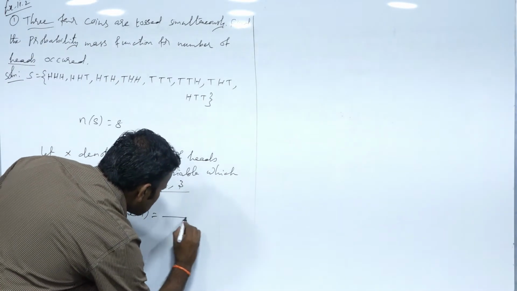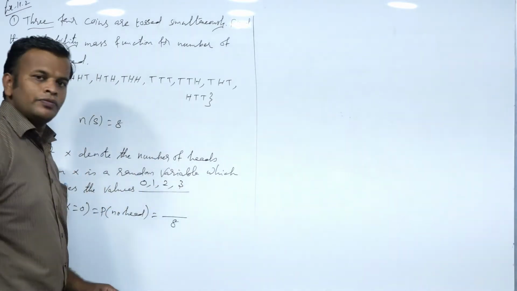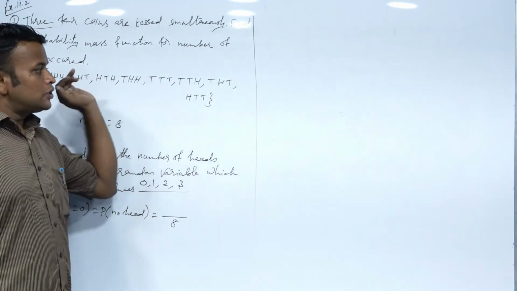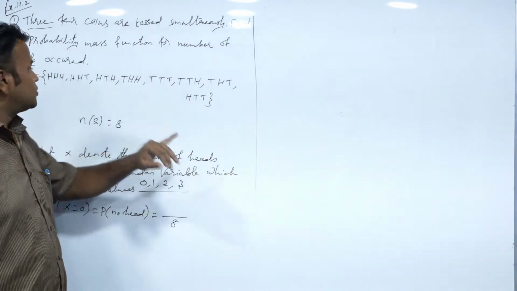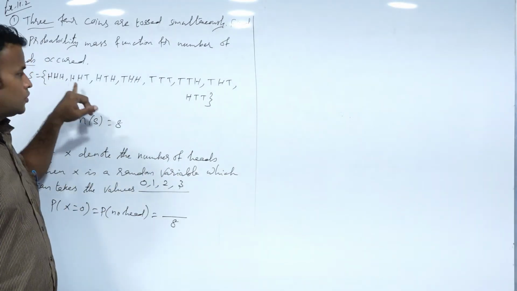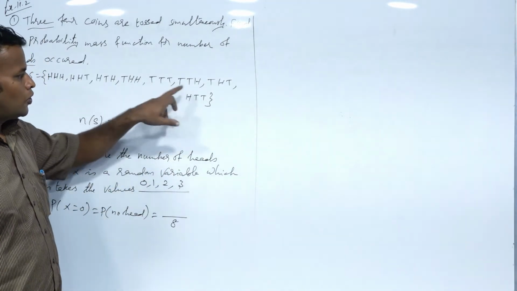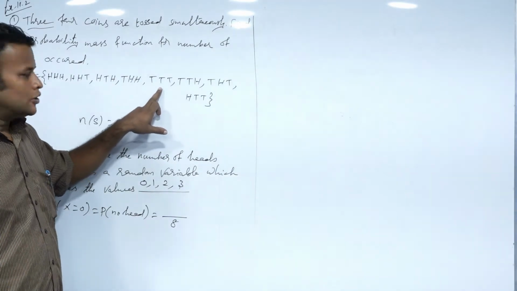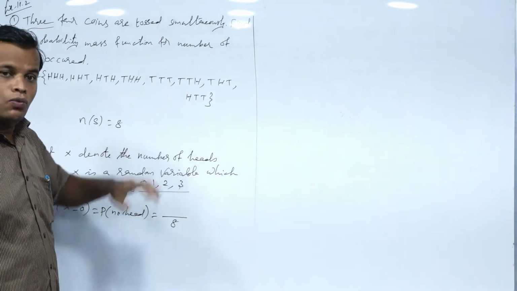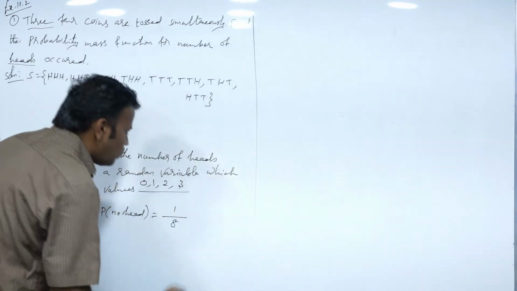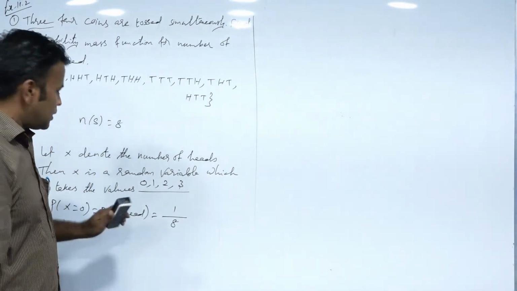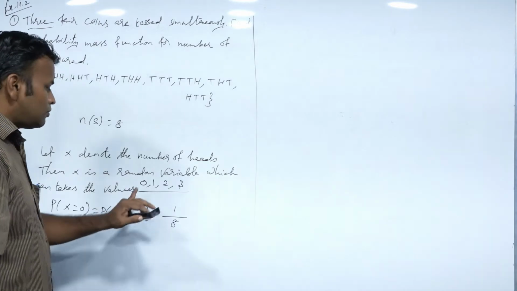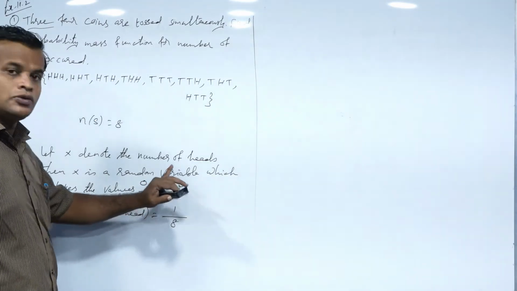What is the total number of chances? First I write 8. In the sample space, without heads, how many events are possible? Tail, tail, tail. You see this one is no head. So out of 8, this one is 1. So that value is 1 by 8. So P of X is equal to 0 is 1 by 8. In the same way, we find P of X is equal to 1, 2, 3.